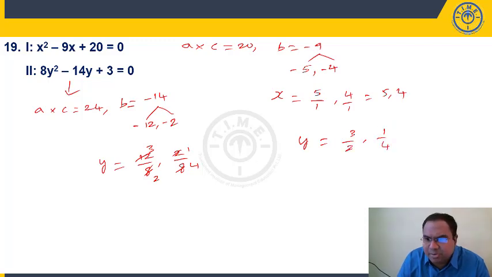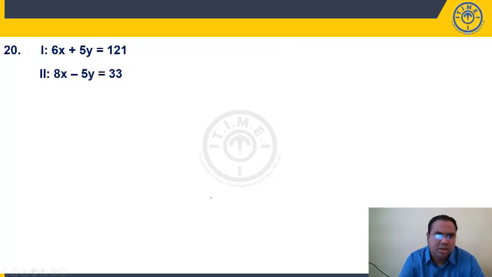So obviously 5 is more than 1 by 4, 5 is more than 1.5. 4 is more than 1.5, 4 is more than 1 by 4. So clearly roots of x are more than root of y. X greater than y, present in first option.